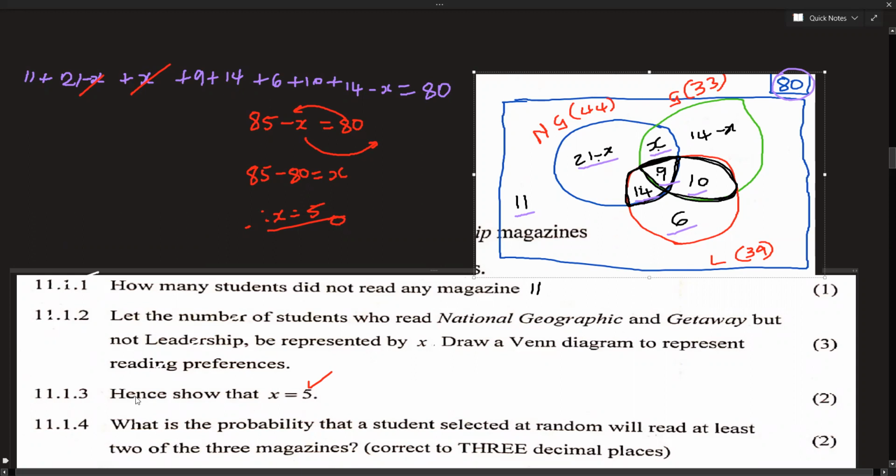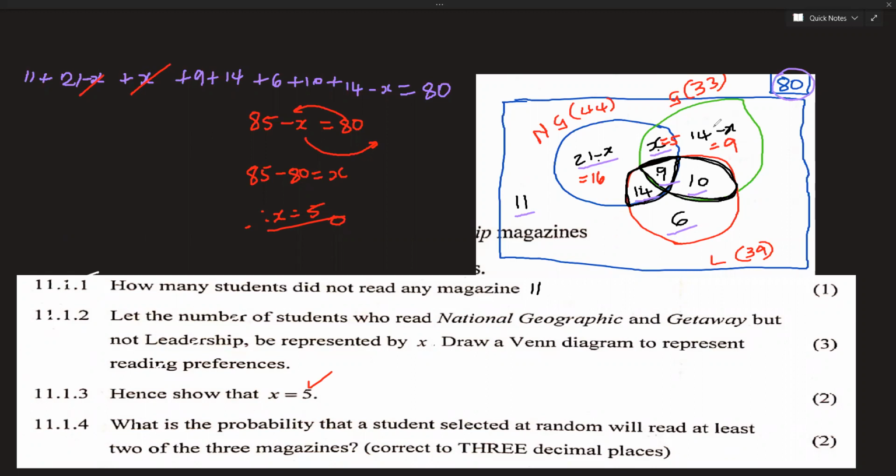Now, we need to do the last part of this question, right? They say we need to determine the probability that a student selected at random will read at least 2 of the 3 magazines. At least 2. Okay. Sharp. So remember here now I can replace. Okay, let's do this quickly. So this will be equals to 5, right? 21 minus 5 is going to be 16. And then this will be equals to 9, right? 14 minus that is 9, right?